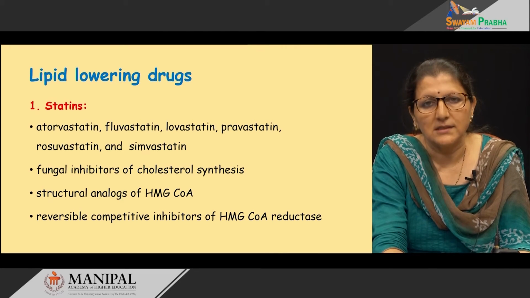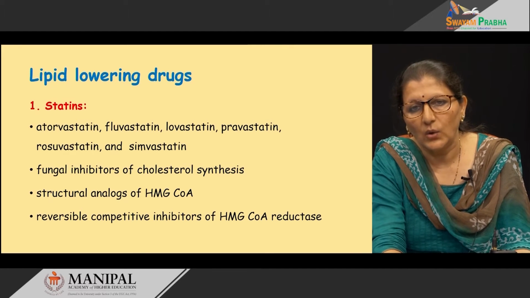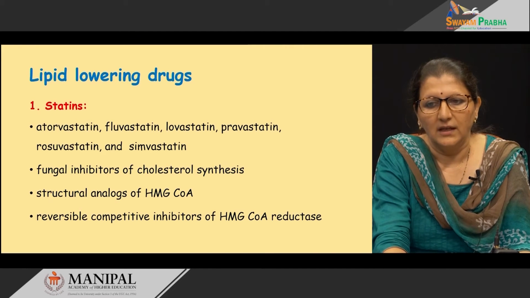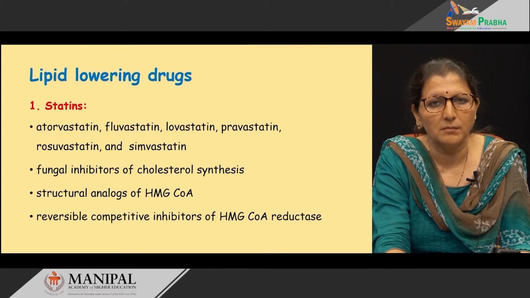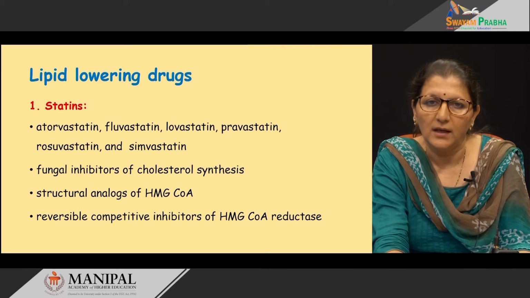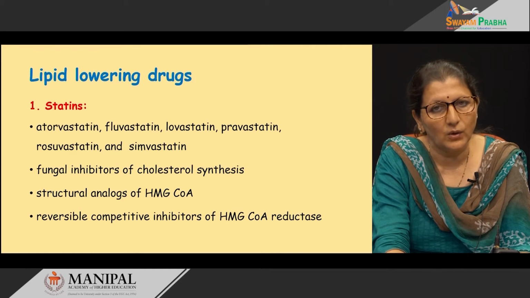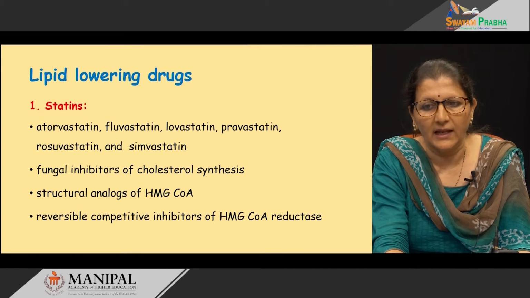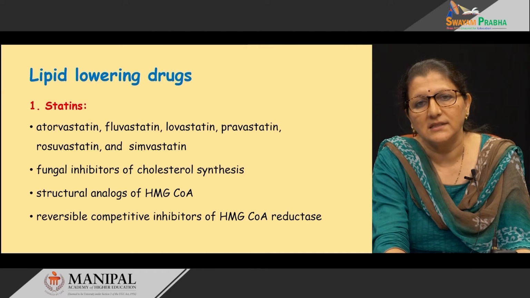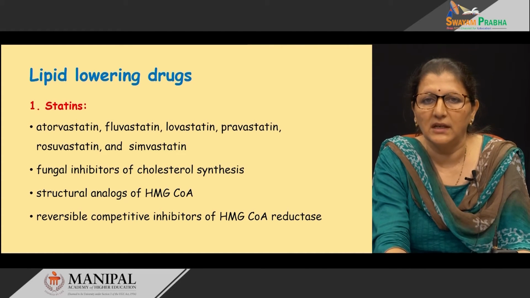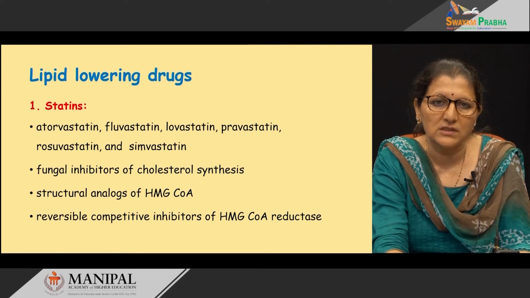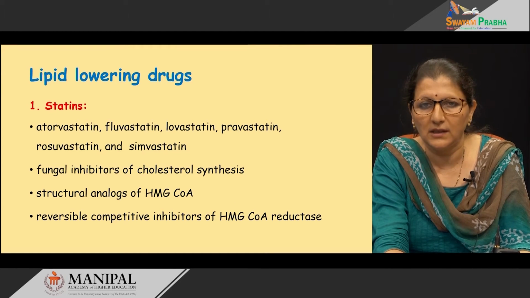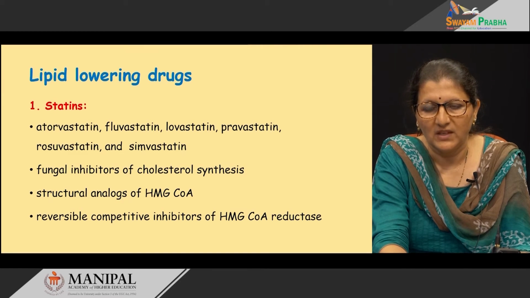These drugs, statins, are structural analogues of HMG-CoA. And what is this HMG-CoA? It is beta hydroxy methyl glutaryl CoA, which is an intermediate in cholesterol synthesis. And these statins act as reversible competitive inhibitors of an enzyme called HMG-CoA reductase, which is the most important enzyme in cholesterol synthesis. Let us see the mechanism of action.